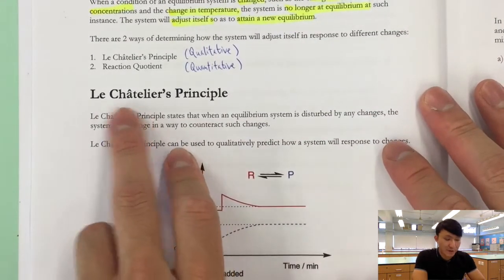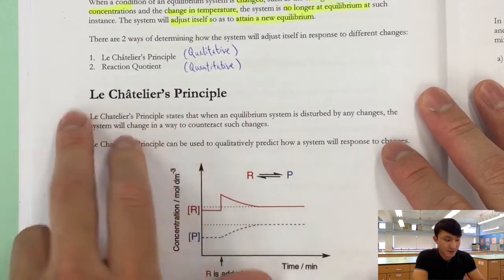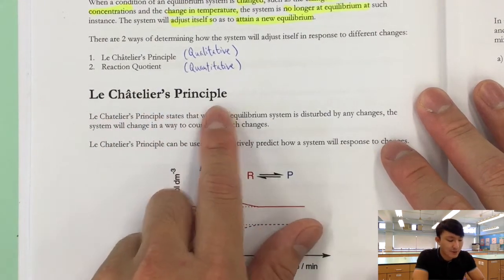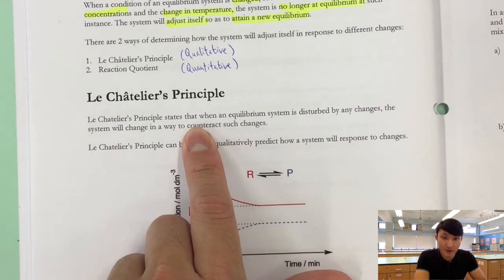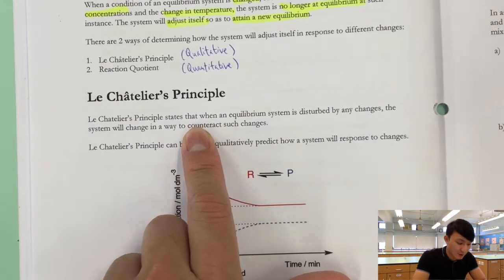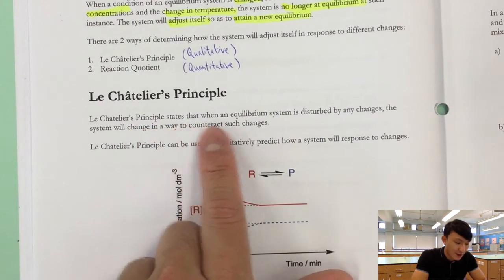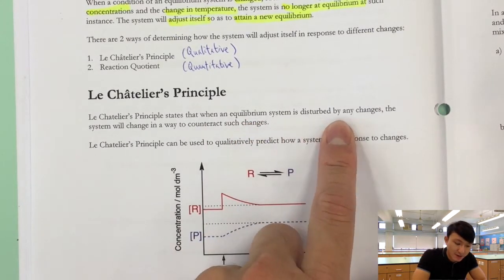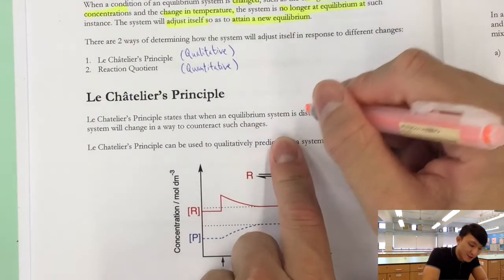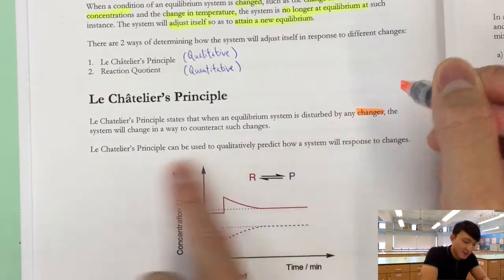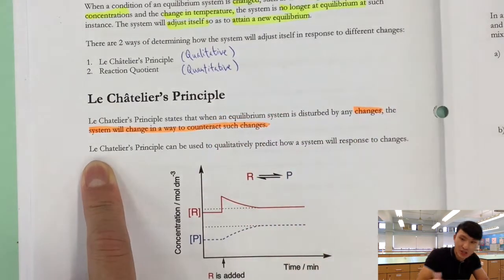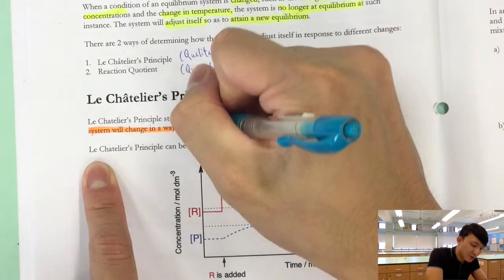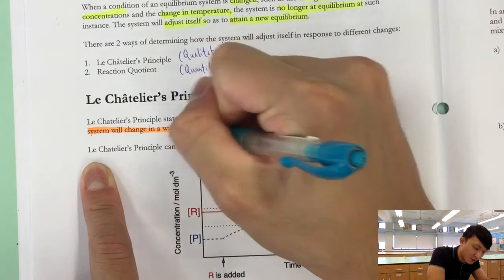The Le Chatelier Principle comes from a French scientist, so we call it the Le Chatelier Principle. This one you need to memorize. You need to state very clearly what is meant by the Le Chatelier Principle. So let's underline the key words. The Le Chatelier Principle states that when an equilibrium system is disturbed by any change, the system will change in a way to counteract such changes. The key word is counteract.